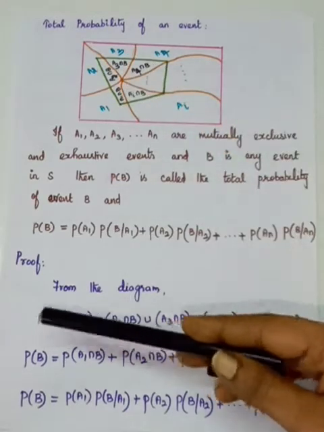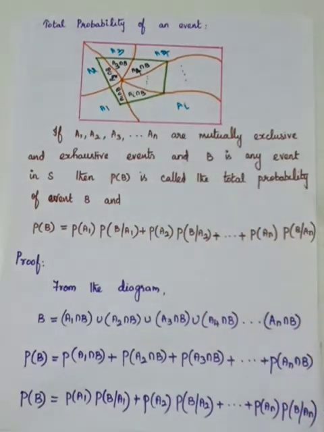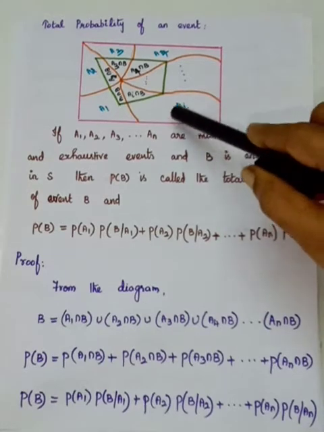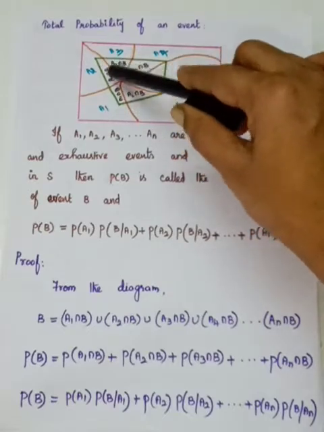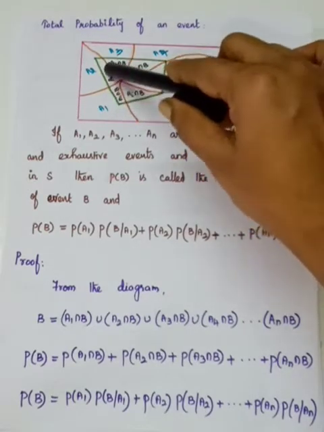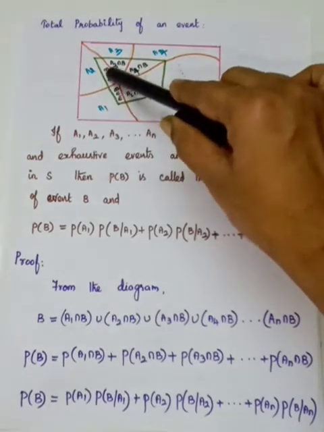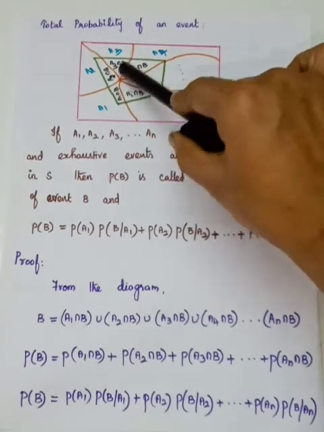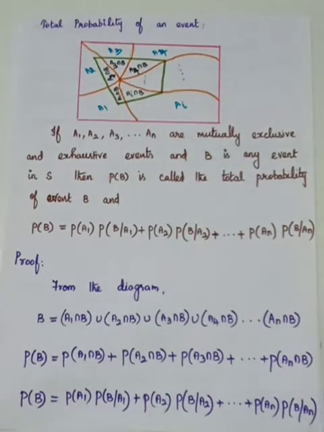So if you join all the parts, you will get B. Okay, and look at this. Here what is given? A1, A2, A3, etc. are mutually exclusive. But what about these two? A1 intersection B and A2 intersection B, they are also mutually exclusive. So therefore A1 intersection B, A2 intersection B, A3 intersection B, A4 intersection B, etc., An intersection B, everything is mutually exclusive events.